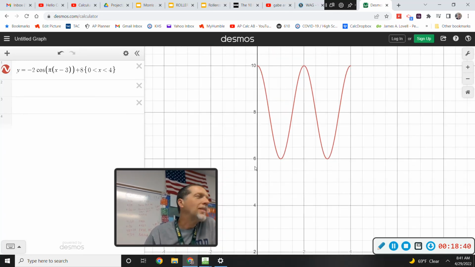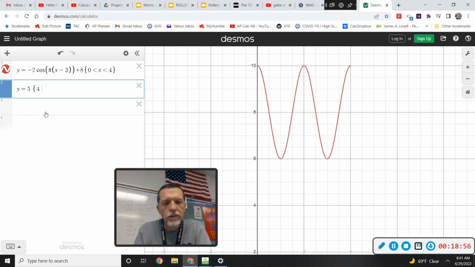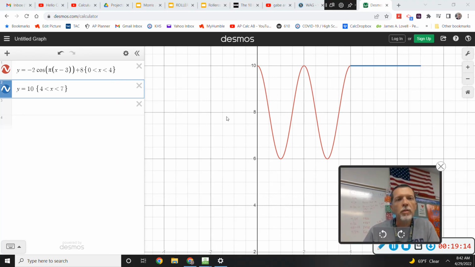But Desmos is a nice way to do that. And it automatically assigns a different color, I think, when you start a different graph. Yeah, so it's easy to tell what's what. We'll do that one from 4 to 7: 4 is less than x is less than 7. Except I need to be up at 10, so y equals 10. There we go. So, you get the idea. Play with Desmos to come up with your functions and your domain restrictions.